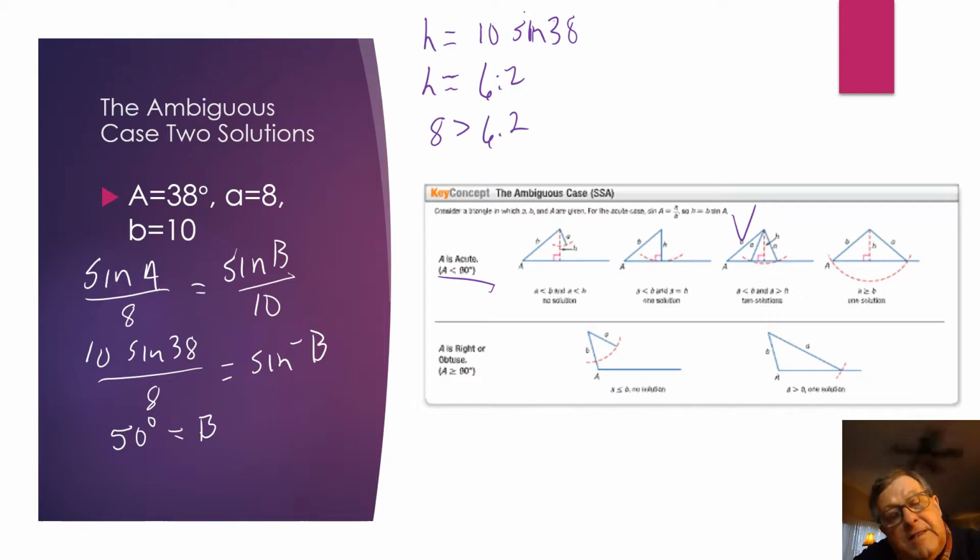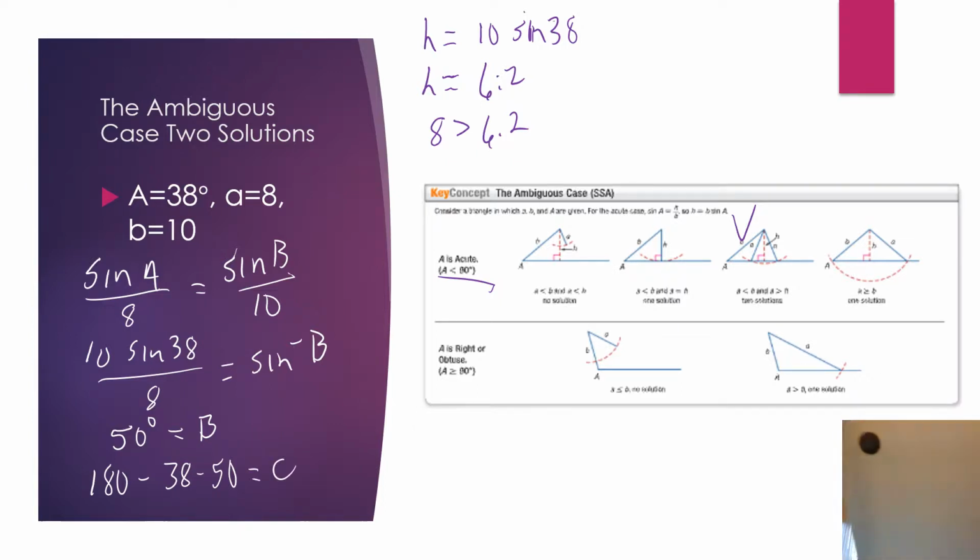Well, in this case, with angle B being acute, we could take 180 minus 38 minus 50, and that's going to give us angle C. 180 minus 38 minus 50. I didn't put that in right. 180 minus 38 minus 50. 92. So angle C is 92.